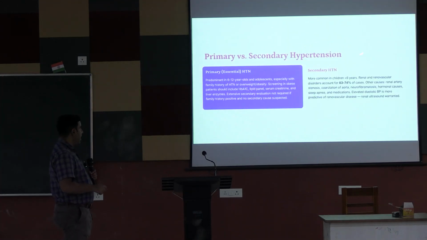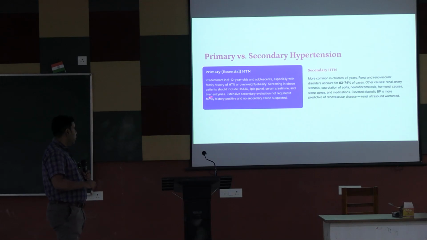Then primary or secondary hypertension. Primary is essential hypertension, which is basically seen in adults, and secondary hypertension is more common in the pediatric age group. It is written that it is predominantly in 6 to 12 year olds or adolescents, especially with a family history of hypertension.